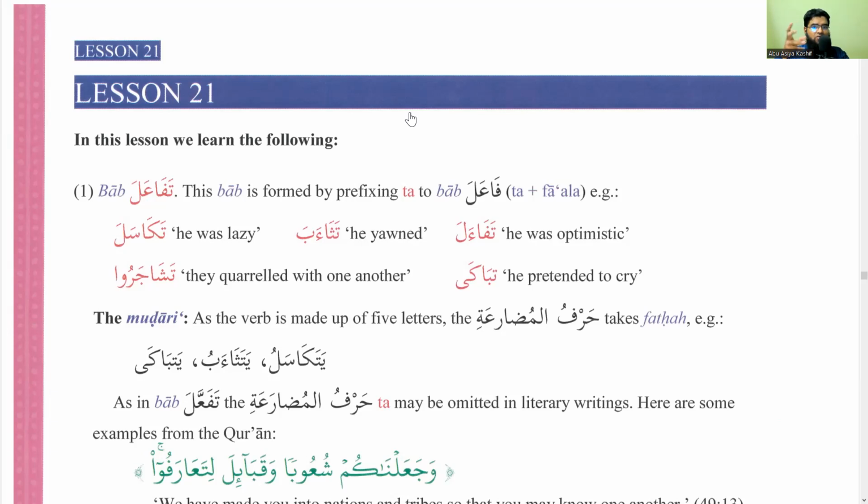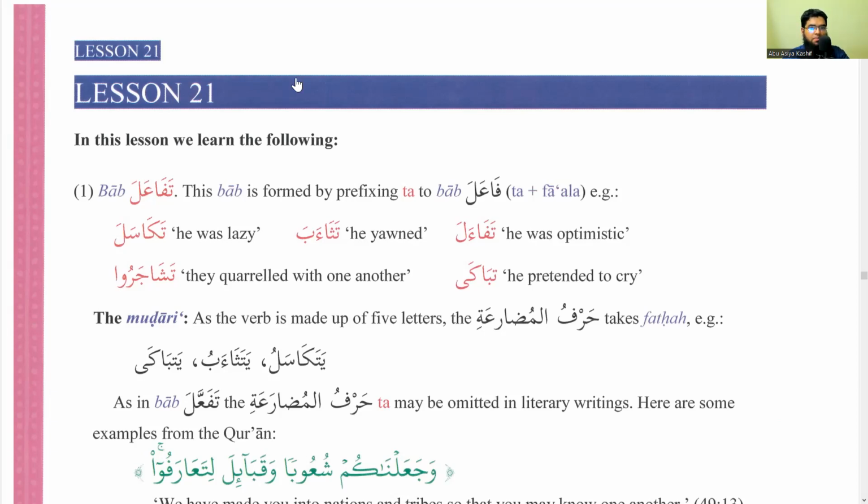The ta will change into a dal, or both dals. And then the last one is change the waw to a ta. Those are called ibdal rules. You're changing the letters because it's easier to pronounce. Inshallah. But now we are not concerned about that. That'll come in lesson number 23.